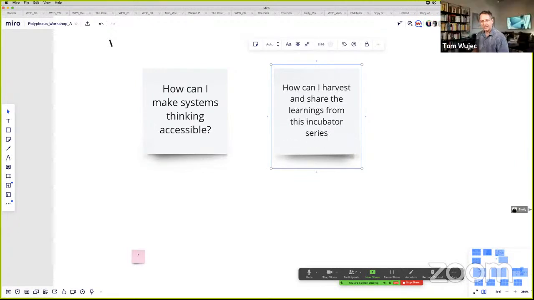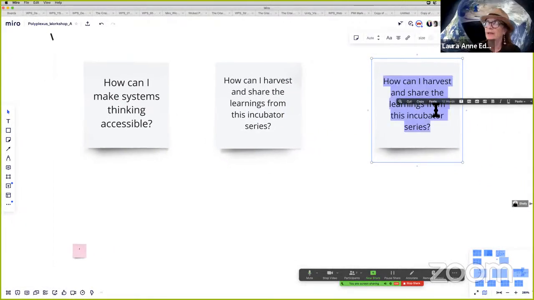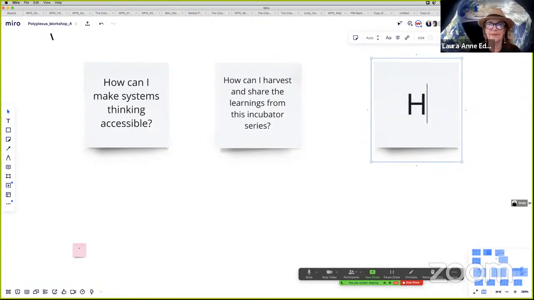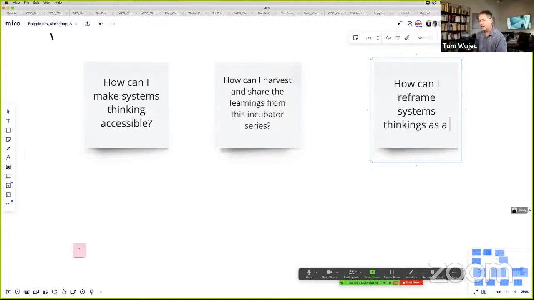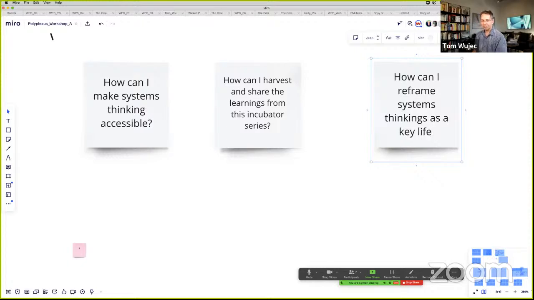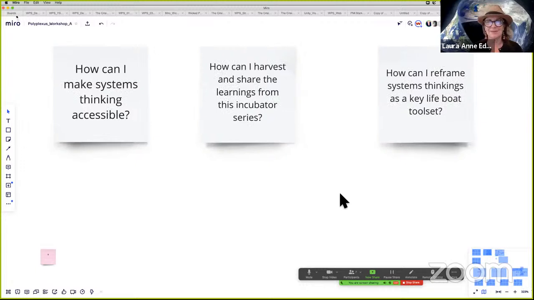My question is, how can I type faster, more accurately? And the last one is, how can I reframe systems thinking as a key lifeboat tool set? Because I often say, whose point of view do you want in your lifeboat? I would certainly want at least one systems thinker in the group.